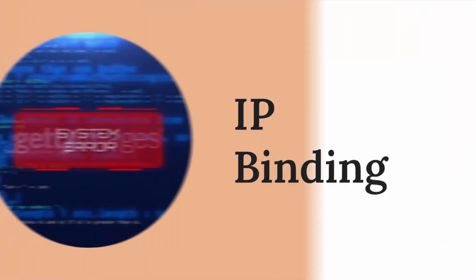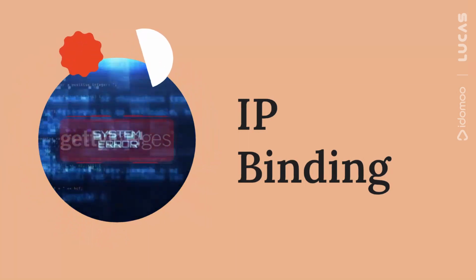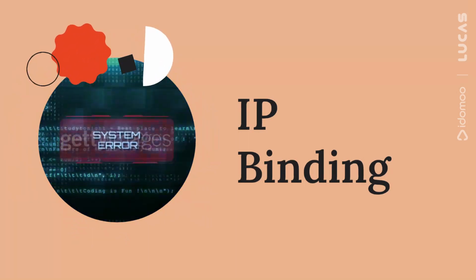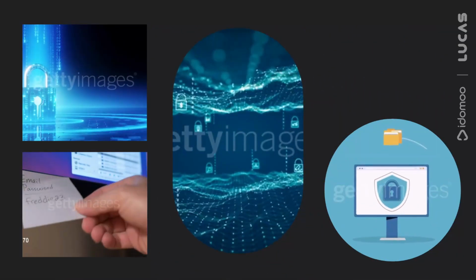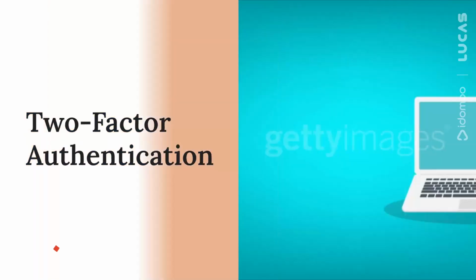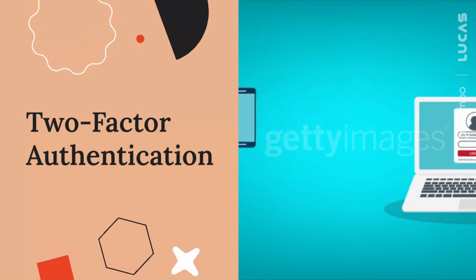Next, use Gate.io's exclusive bind IP feature to prevent unauthorized network access to your account. Implement a separate fund password for enhanced transaction security, adding an extra layer of protection. Enable two-factor authentication for multi-layered account protection, significantly reducing unauthorized access risks.